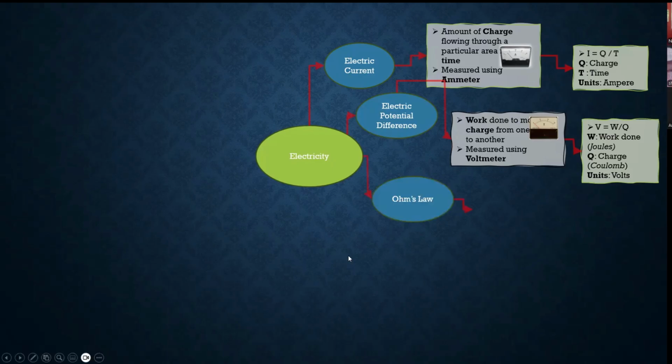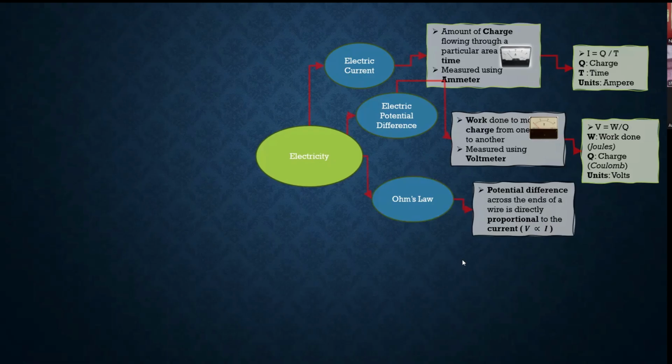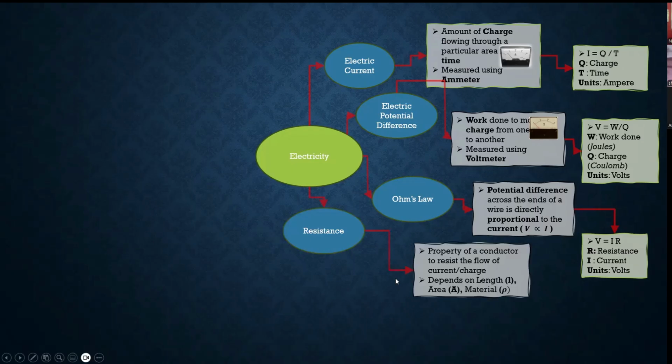Then we have seen Ohm's law. For Ohm's law, potential difference is directly proportional to current flowing through the conductor. It is given by voltage is equal to current into resistance. Then we have seen resistance itself, the factors on which the current flow depends. Resistance depends on length, area, and material. And then we have seen the formula for resistance, which is rho L by A.